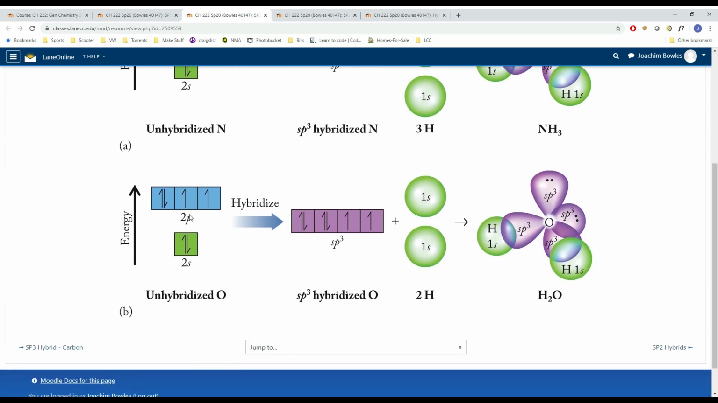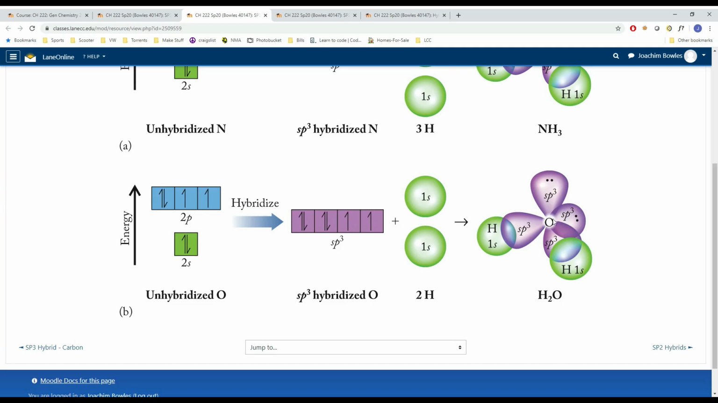Now oxygen, we bring 1 more electron in the fold. Now we only need 2 hydrogens. We're just going to make water here. We make our sp3 hybridized orbitals. We're still just mixing up the 2s and the 2p orbitals. We're using all 3 of the 2p orbitals, the 2s orbital. So we get sp3. So we get 1, 2, 3, 4 hybridized orbitals. And now 2 of them are full, which means oxygen has 2 lone pairs.